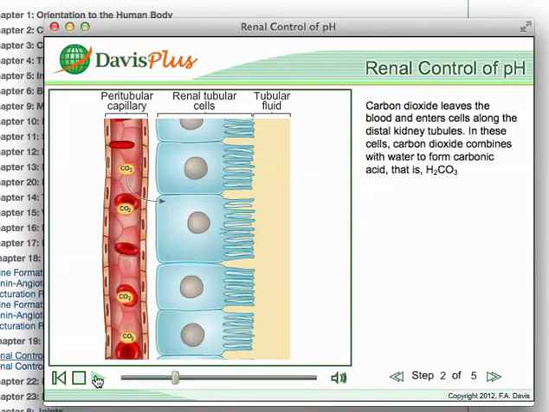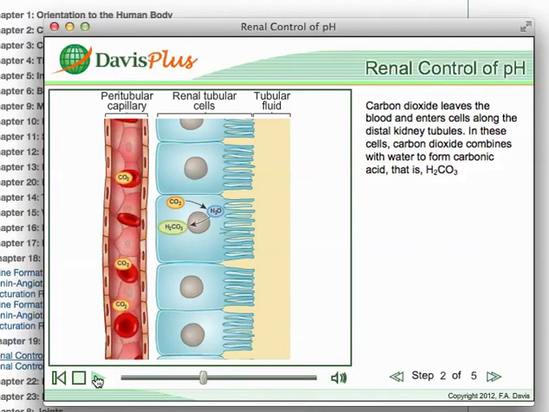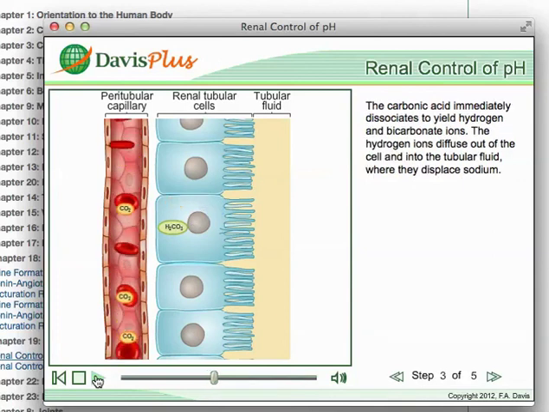Carbon dioxide leaves the blood and enters cells along the distal kidney tubules. In these cells, carbon dioxide combines with water to form carbonic acid, that is, H2CO3. The carbonic acid immediately dissociates to yield hydrogen and bicarbonate ions.